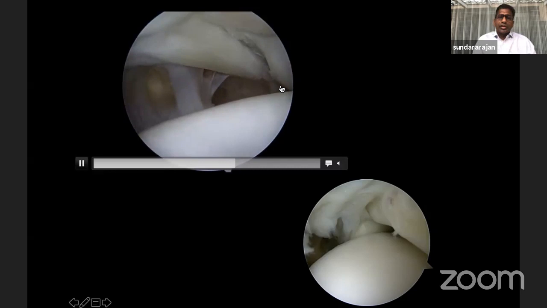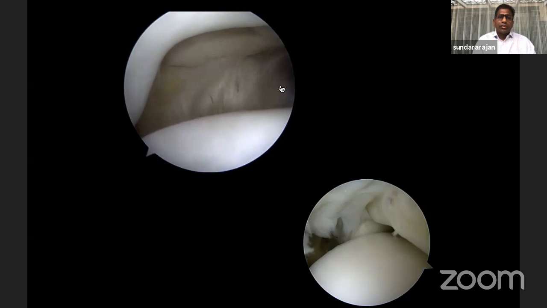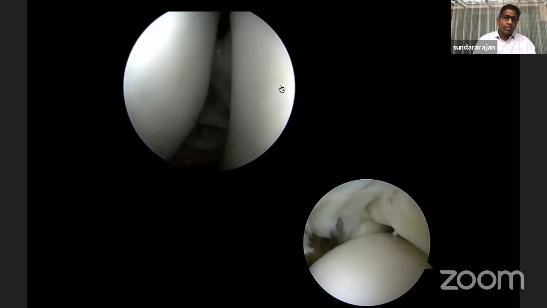Once you inspect the lateral half of the talar dome and the tibia, you come to the medial side. On the medial side, you can see the capsule, and you see that movement over there, that is the flexor hallucis longus. By moving the toe, you'll be able to elicit the flexor hallucis longus. You can even see it from the front if this is a lax joint. Then on the medial side, the medial talar dome and tibia are all right. Then you go further, you see the medial malleolus, the medial gutter and the deltoid ligament.